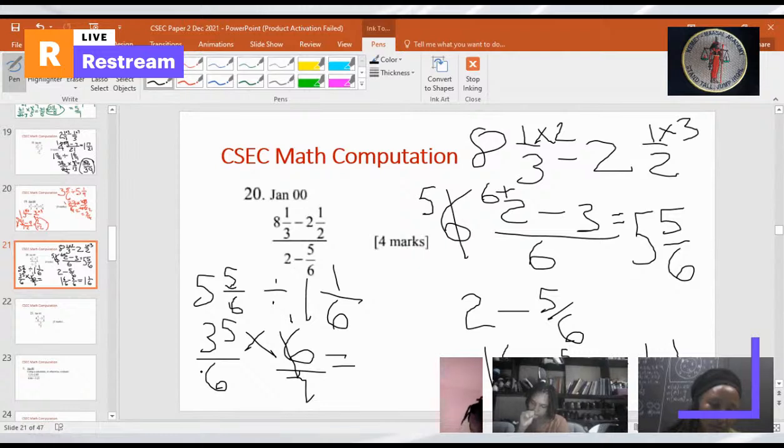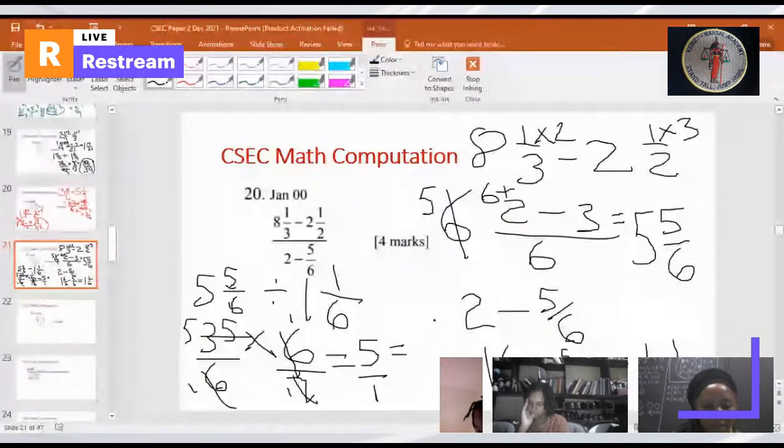And 7 into 35 goes 5 times. And 7 into itself 1 time. And the answer would just be 5. So 5 times 1 is 5 over 1 times 1, which is 1. 5, right? 5.